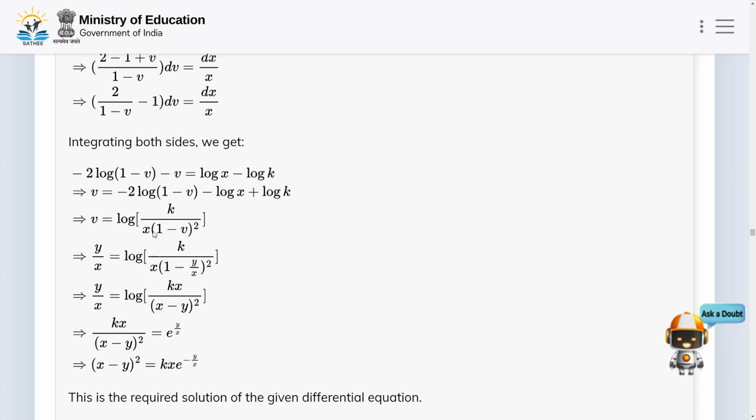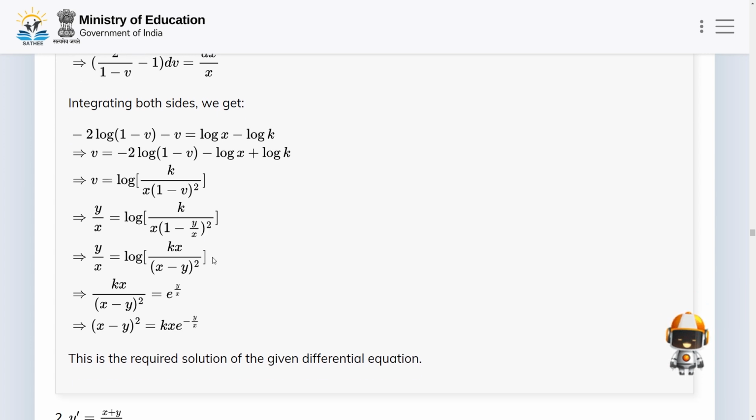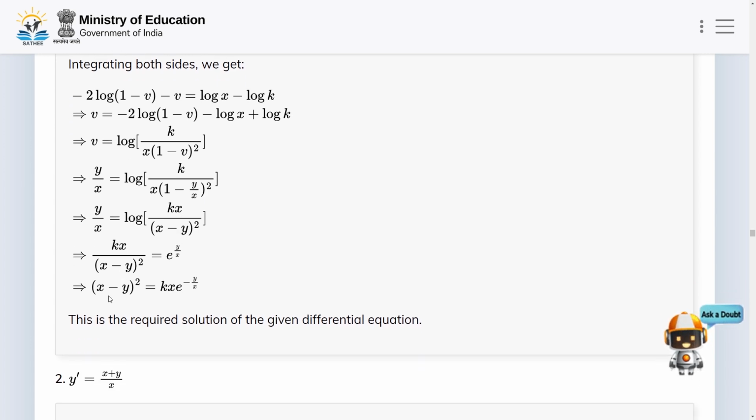Also substituting v equals y by x, you will get y by x is equal to log k divided by x multiplied by 1 minus y square, y divided by x whole square. You will get your final general form as x minus y whole square is equal to kx e power minus y by x. Clear?